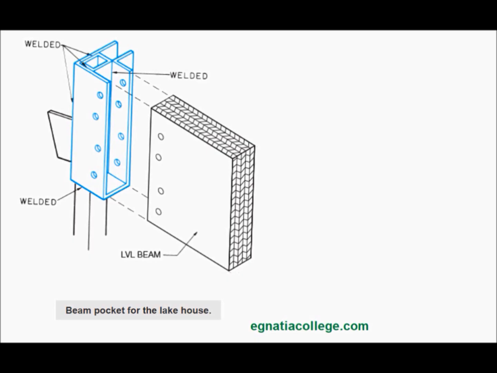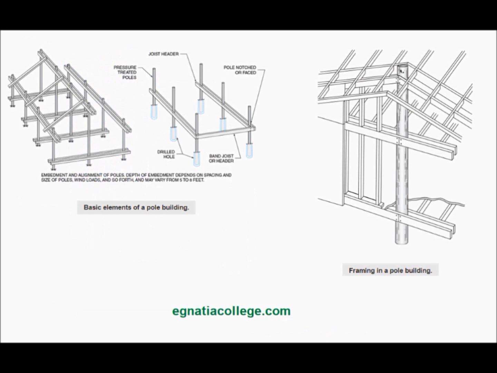In pure post and beam construction, the exterior walls have widely spaced posts, and the space between is filled in with non-load-bearing curtain walls. These curtain walls are merely panels that fill in the space between the structural elements, the posts. In areas where hurricanes and high tides are a threat, some houses are built as pole structures. Pole buildings are a variation of post and beam construction.